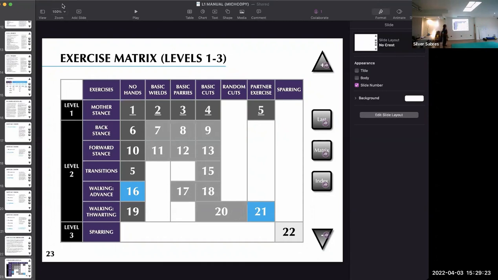All right, so what we've got, you've got each column and you've got the rows. Along the top, we have without hands, doing the basic wields, the basic parries, the basic cuts, random cuts, and the partner exercises. And then coming down the rows, we've got mother stance to start with, back stance, forward stance, the transitions, walking the advance, and walking the thwarting. And that all culminates finally with exercise 22, which is just to go and do some free sparring.